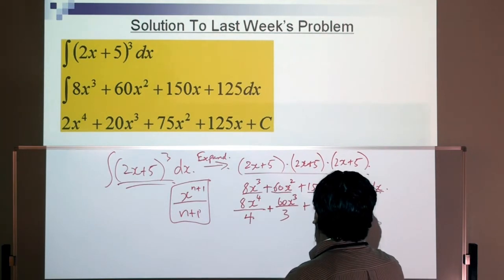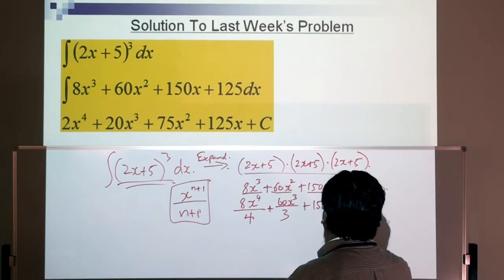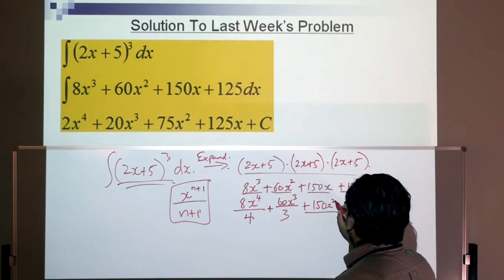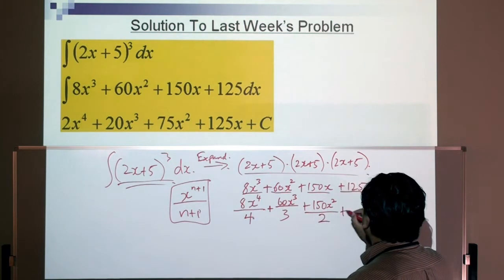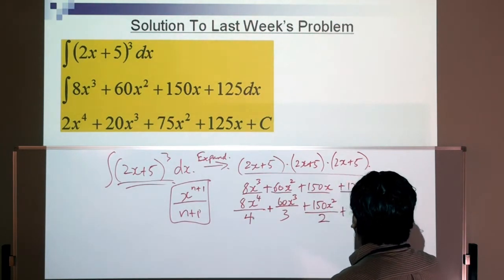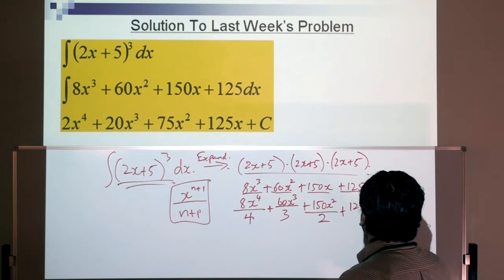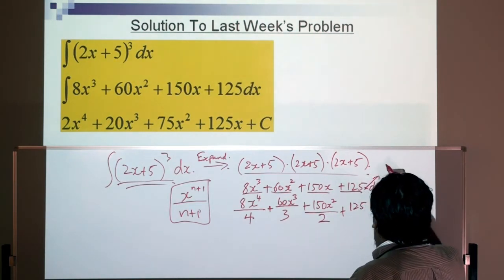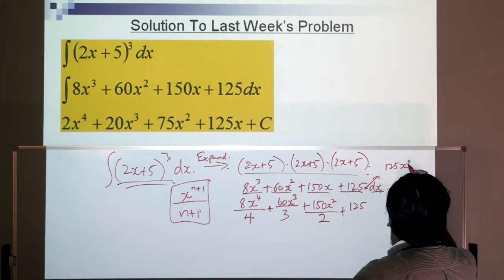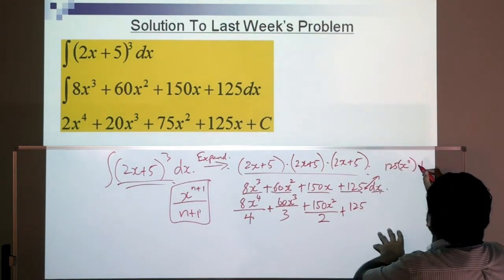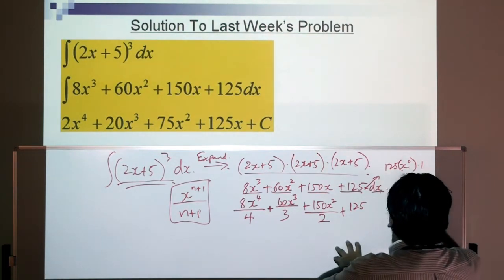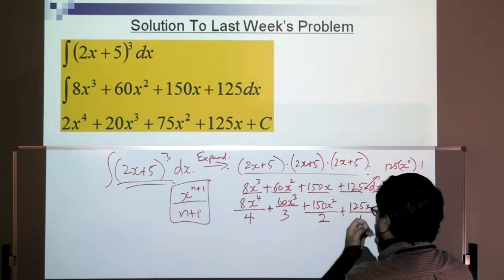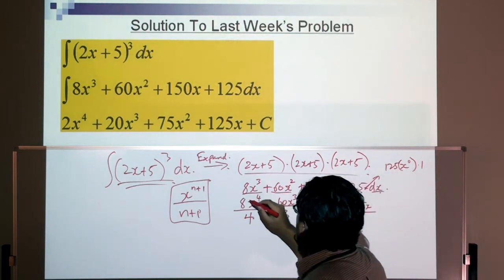The next one, 150x, add 1, so now instead of 1, it's 2 now, x to the power of 2, over n plus 1, over 2, plus, we have here 125. So here there's an invisible x^0. Okay, here it's 125x^0, which this x^0 equals 1, right? So now we're going to add 1 to 0. It's going to become x^1 over 1, okay, over x. And now we can just cancel here.